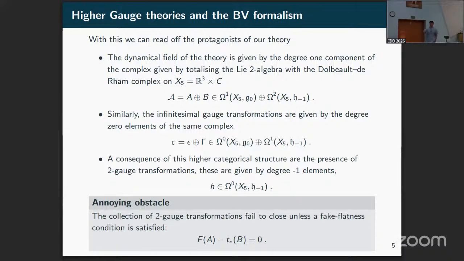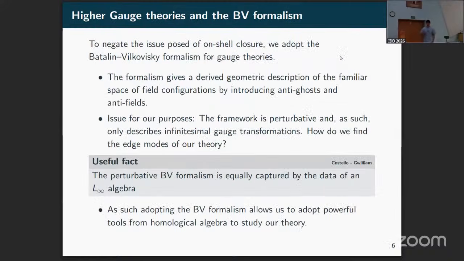So in the theory of 2 gauge theories, it's a well-known fact, and it's a pretty annoying obstacle actually. The collection of 2 gauge transformations fail to close unless this fake flatness condition is satisfied, which basically says that you have F of A minus t star of B is equal to 0. So it's some sort of constraint that these have to satisfy if you want to describe consistent closure of this. Luckily for us though, this condition is actually an equation of motion of the 5D 2 Chern-Simons theory that I'm describing.